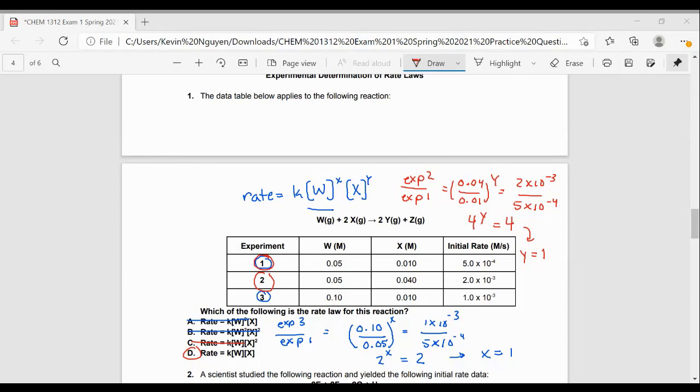So this is my work. I'm not sure where I went to black screen, but the work in blue is work for finding the exponent for W, and my work in red is finding the exponent for X.